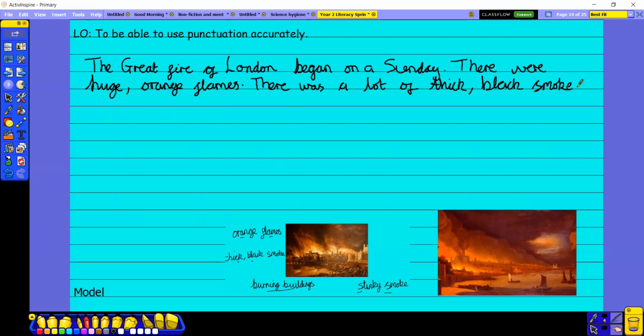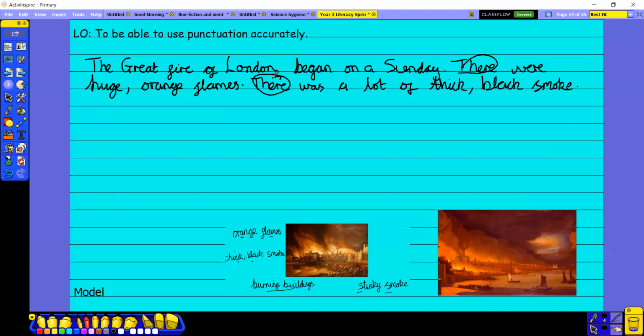Right, I've just made it really boring. I've used one word to start two sentences. I've used there and there. I need to have another sentence starter. That's not great, having two words the same in two different sentences.